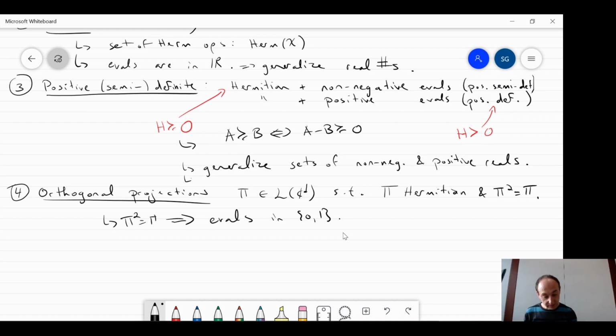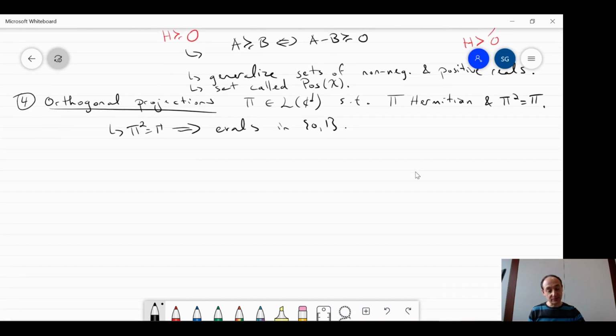Sorry, here, the set of positive operators, the notation I'll use here is just POS, positive, on X. Okay. Don't think we have that for projections.